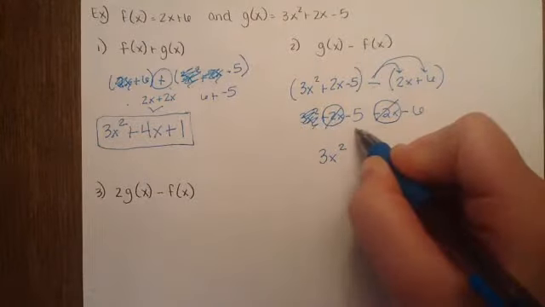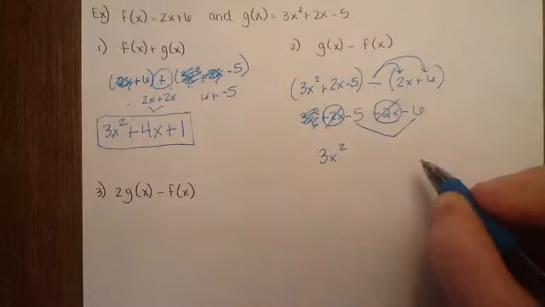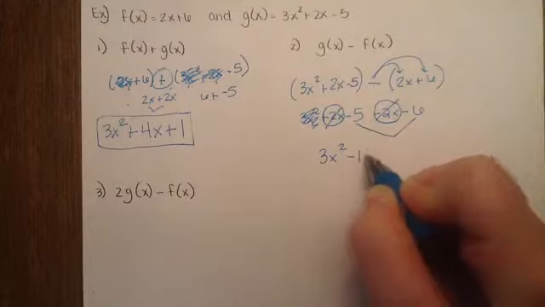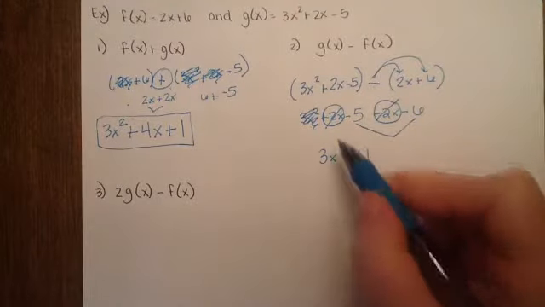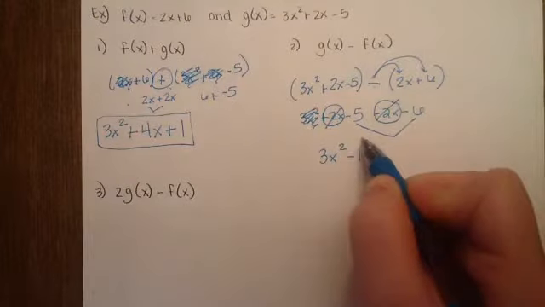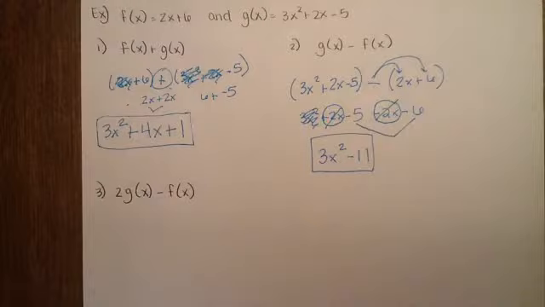And lastly, negative 5 and negative 6 make negative 11. Can these two pieces go together? Nope. One has an x squared, one does not. So we are done.